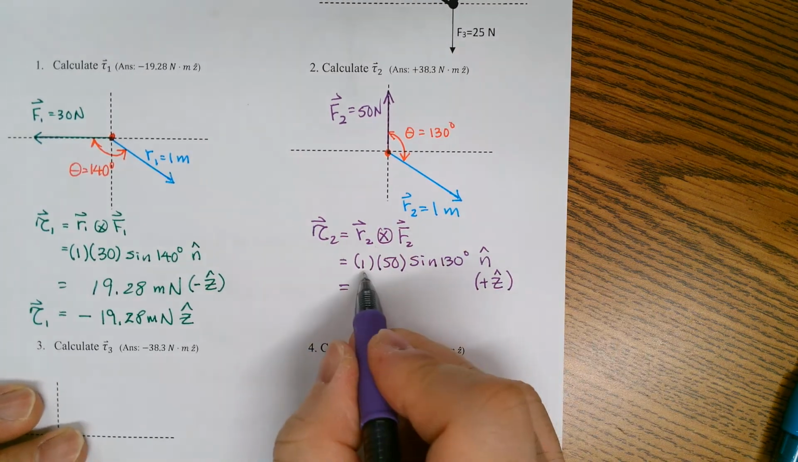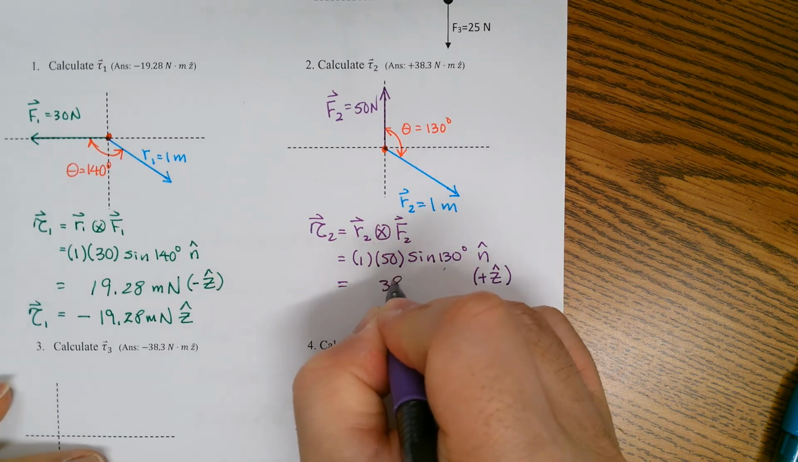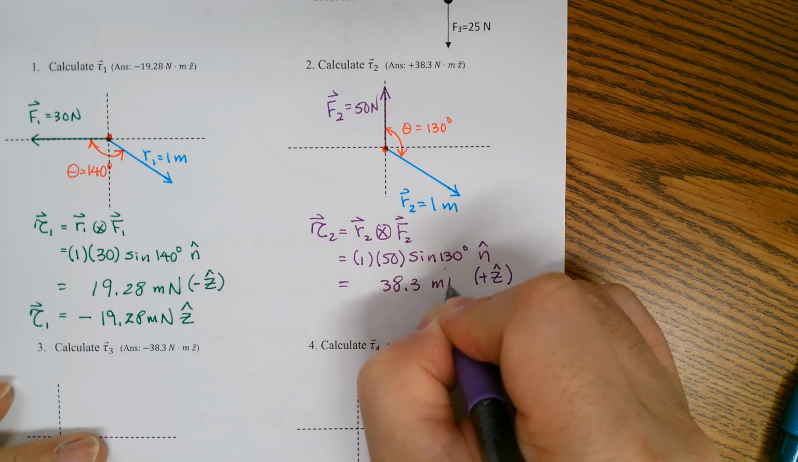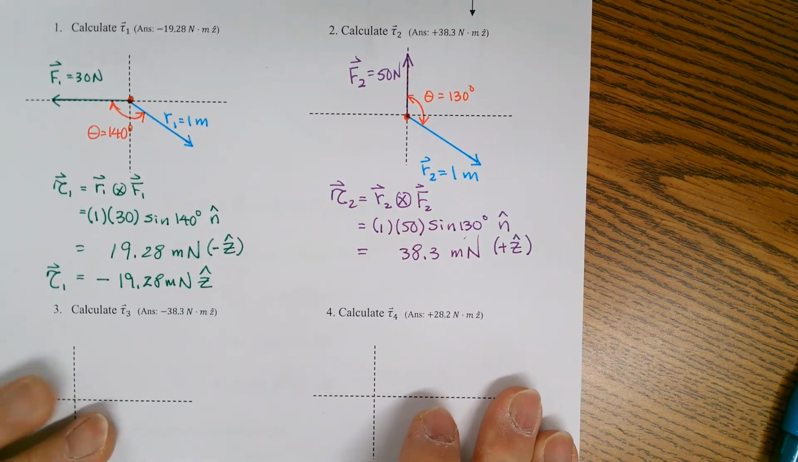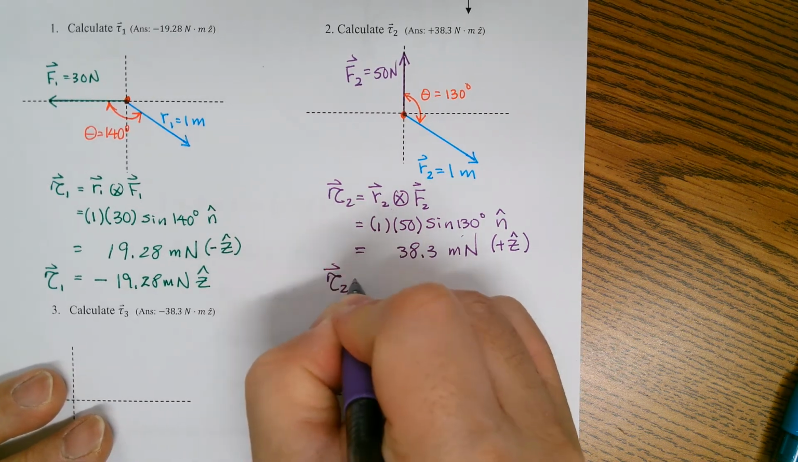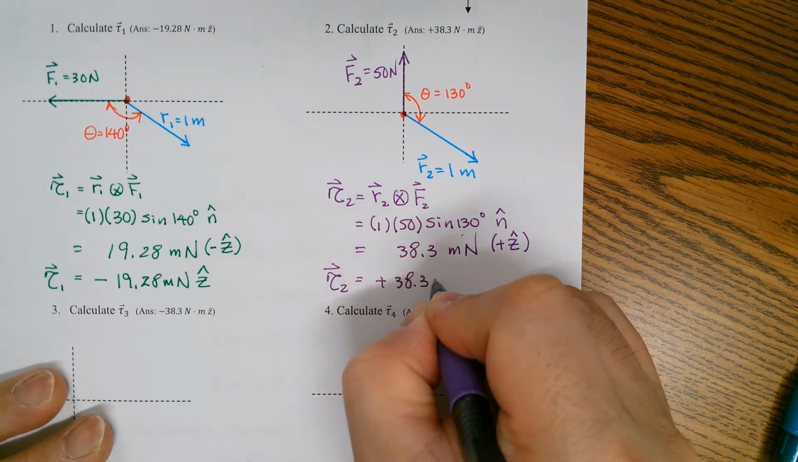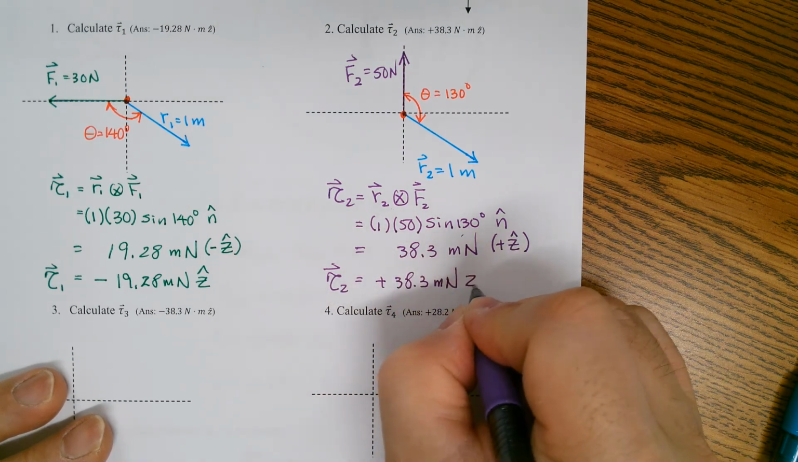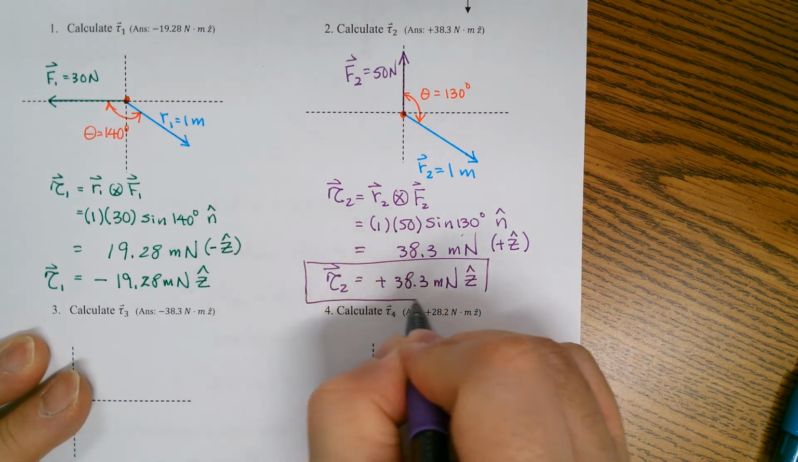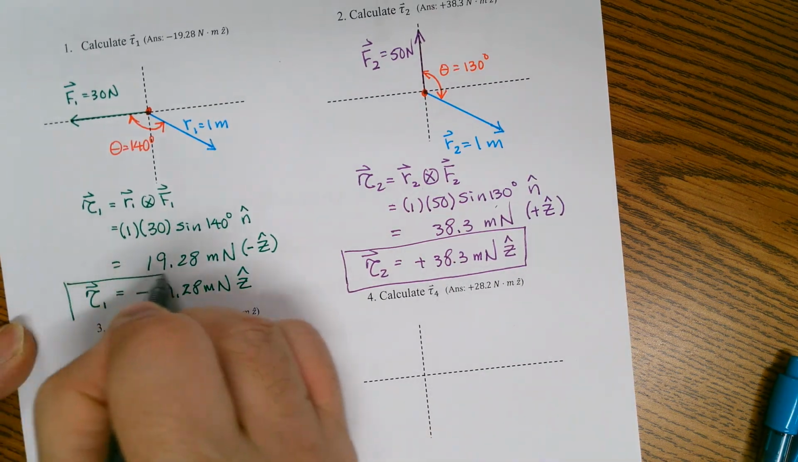So if I work this out, 50 times sine of 130, I get 38.3 meter newtons. So if you want, you could say torque 2 is equal to positive 38.3 meter newtons z hat. Okay, I guess this one could be boxed off as well.